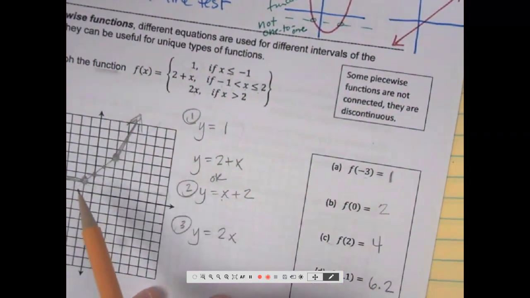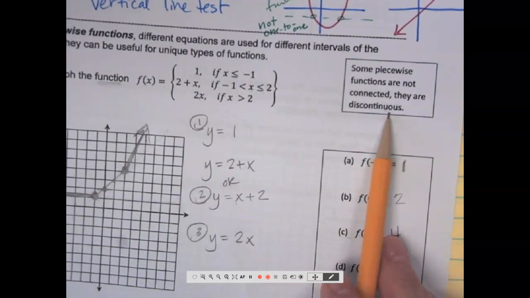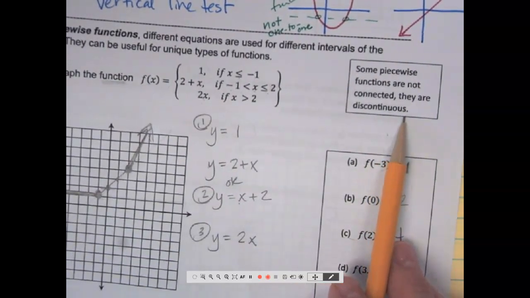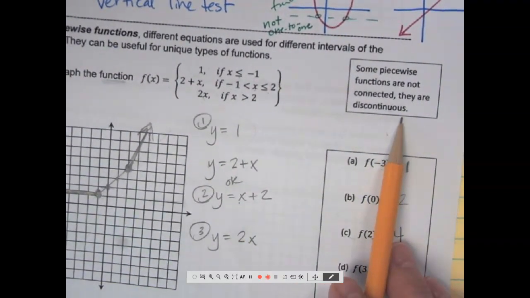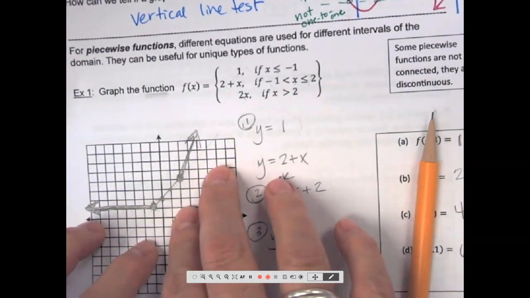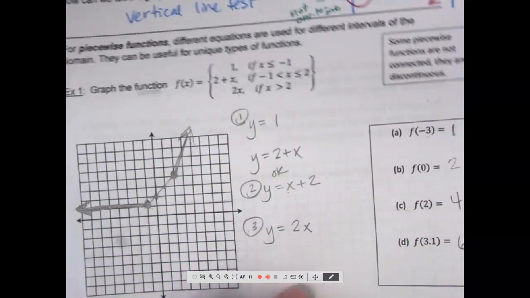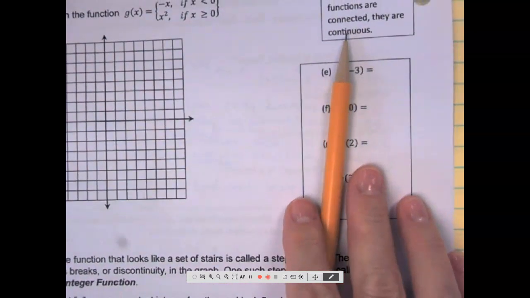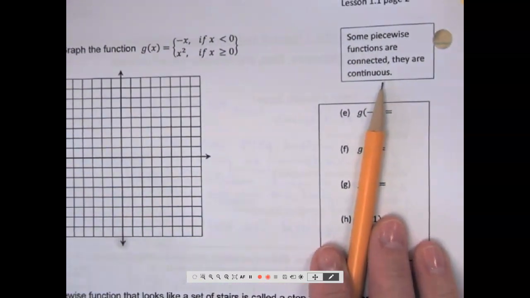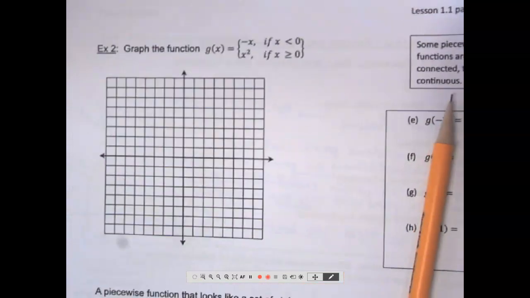Alrighty. Oh, I did put a little note here. This one is not discontinuous, but some of our piecewise functions will not be connected. And when they're not connected, they're called discontinuous. Not all of these pieces will actually go together and meet up on all of them. Sometimes they're more choppy looking. But when they are connected, they're called continuous. So that first one we did was continuous.